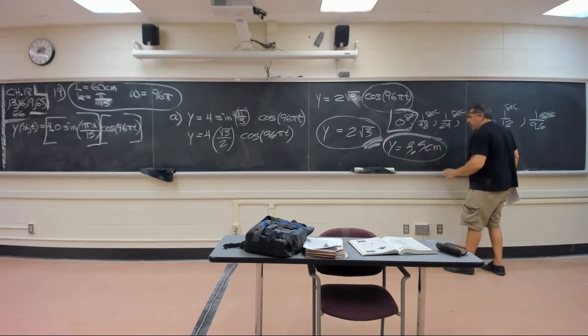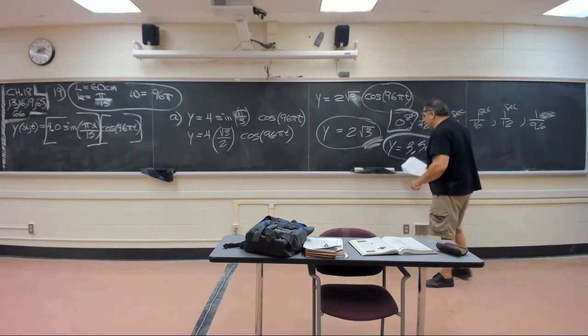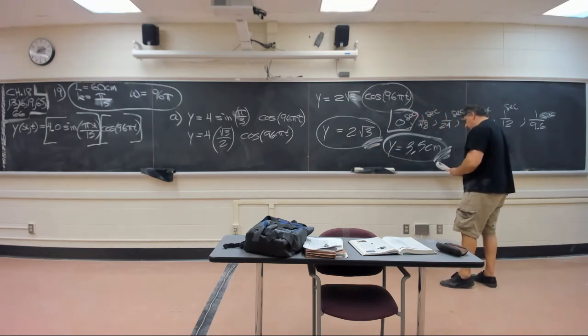Here's the approximation, 3.5 centimeters. 3.5 centimeters is the same as 2 times the square root of 3 centimeters for that. That's that one.